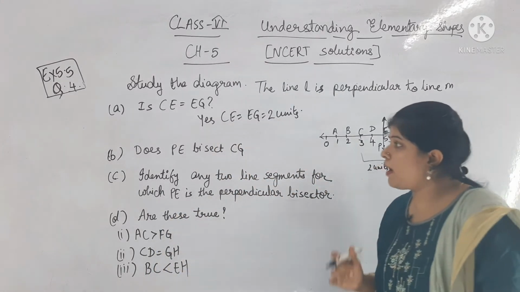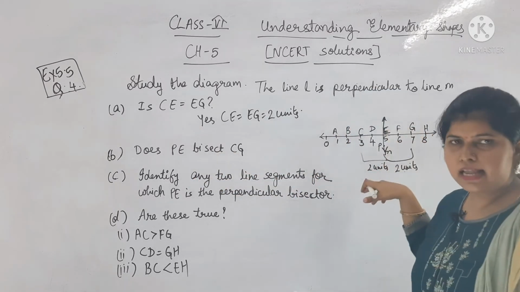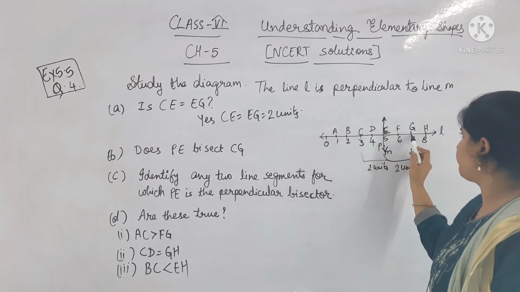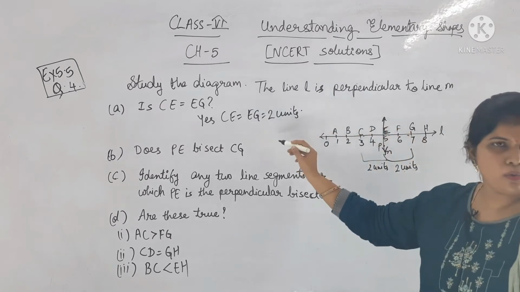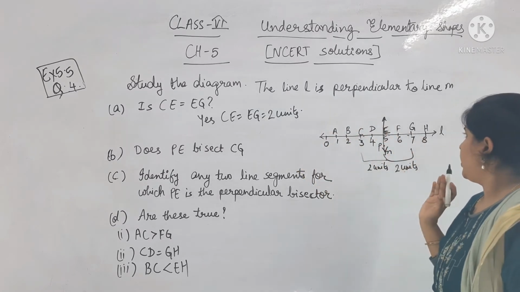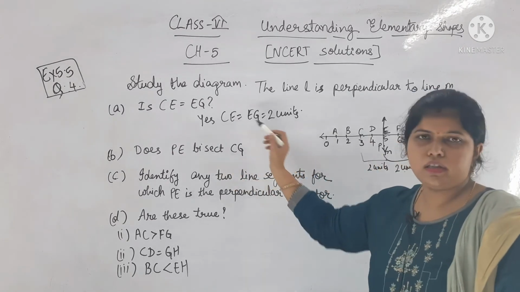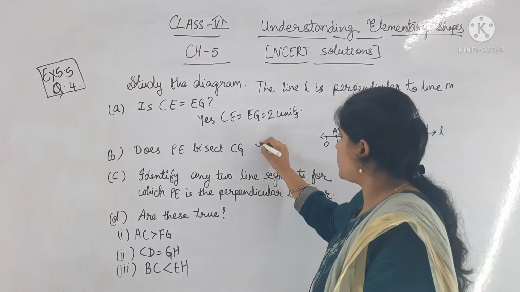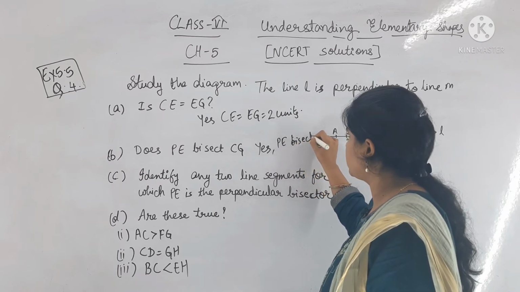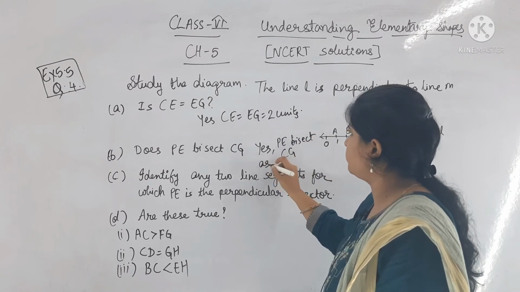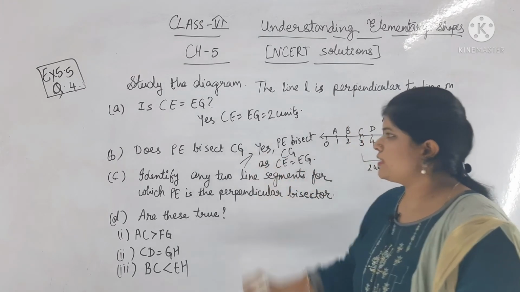Now come to the B part. Does PE bisect CG? So PE is this line, and bisect CG. Yes, CE and EG are equal, 2 units. If PE bisects CG, then only this can happen. So yes, PE bisects CG as CE equals EG. That is your second answer.